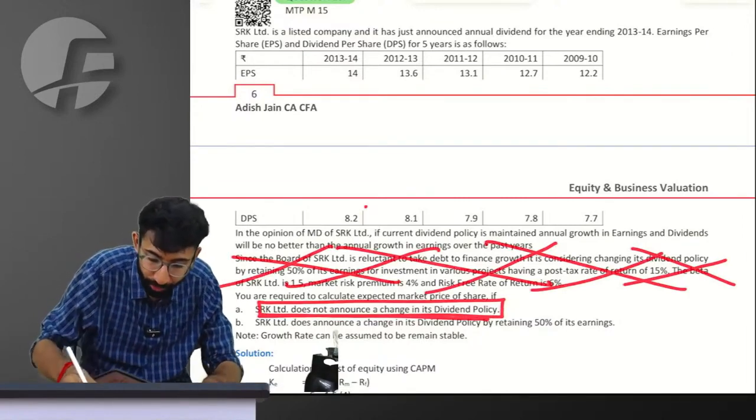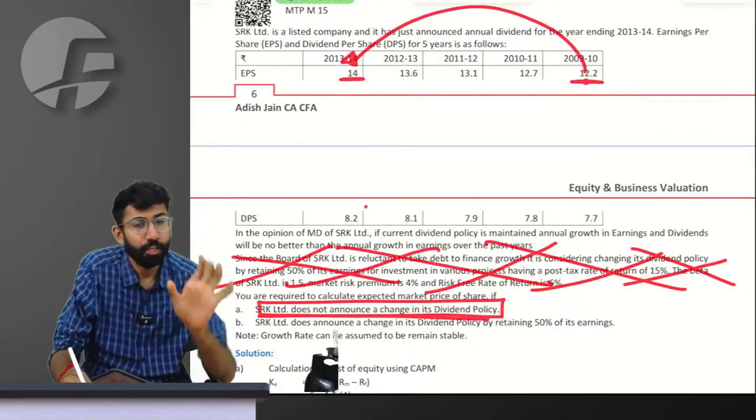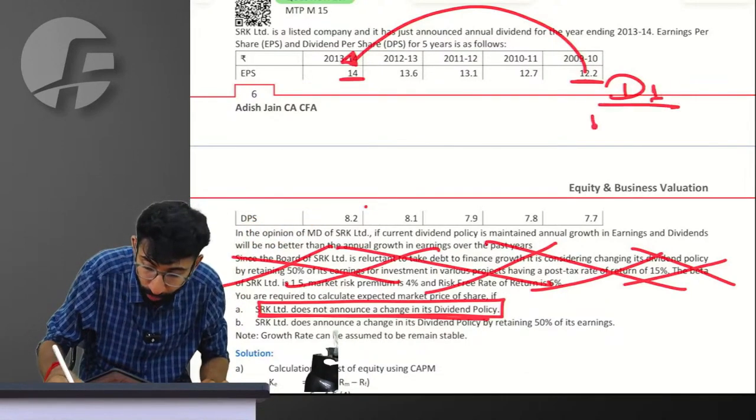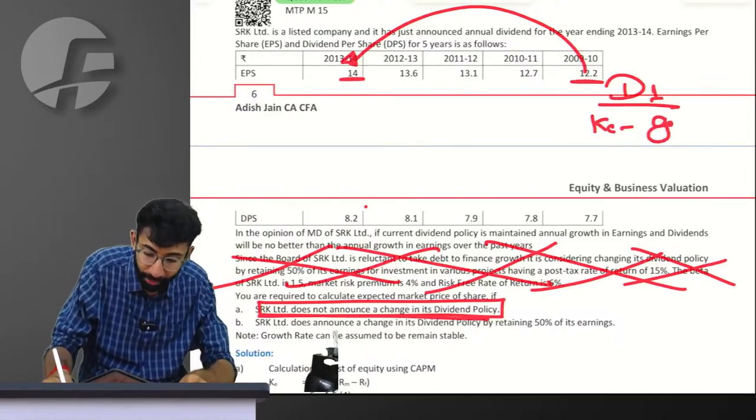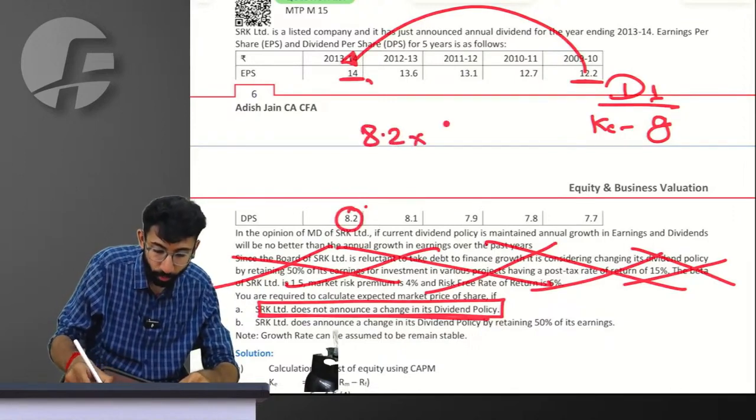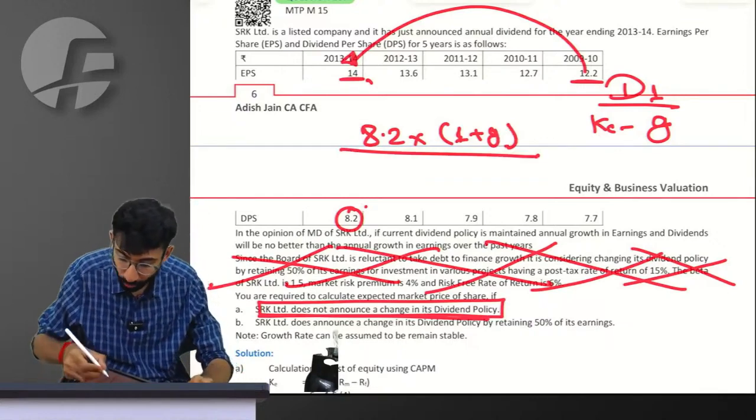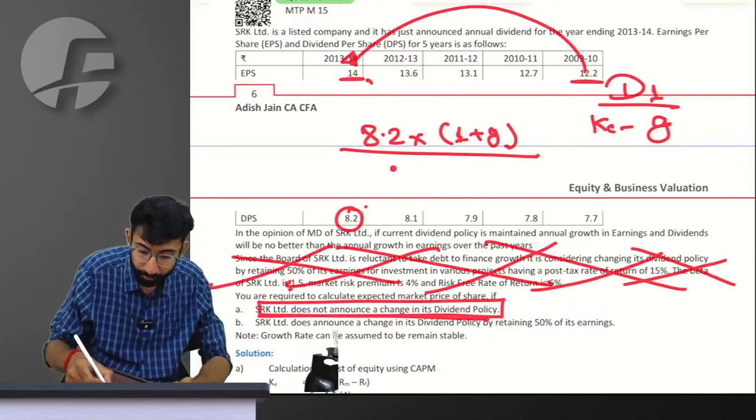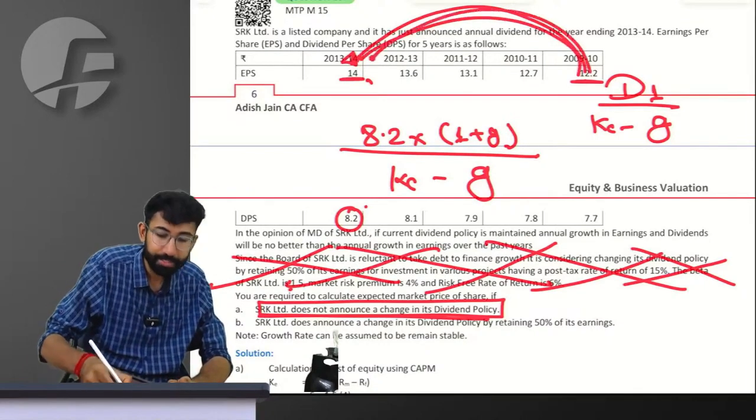Sir, they have given you a clear hint that whatever is the growth rate of EPS in the past year will be the future growth rate of earnings and dividends, which means if I want to do D1 divided by K minus G to find out the share price, D1 I can easily find out. Latest dividend is 8.2 into 1 plus growth rate will give me D1. How can I find out the K? You have the data of RF, RM minus RF, and beta, which will give you the K, minus again the growth rate, where the growth rate will be this.